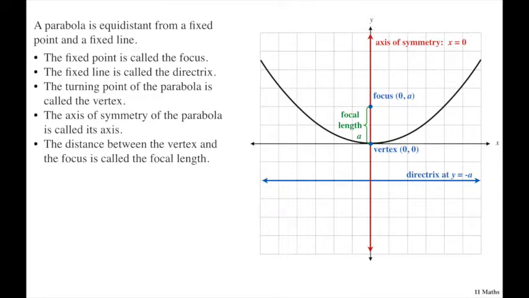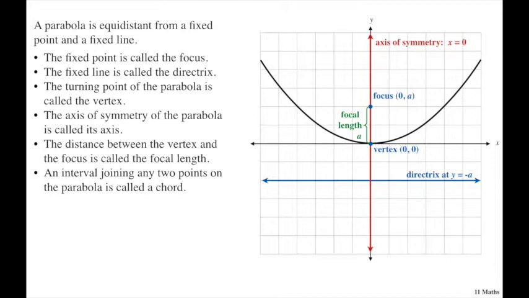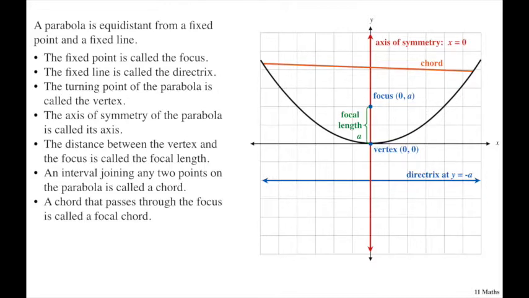We talked about that distance from the focus to the vertex. That's going to be called the focal length, and it's a because the focus is at the point 0, a. And if we join 2 points on the parabola, we create a line, and that line's called a chord. If we join 2 points on a parabola, but it passes through the focus, then that line has a special name. It's called a focal chord. It's still a chord, but because it goes through the focus, it's called a focal chord.